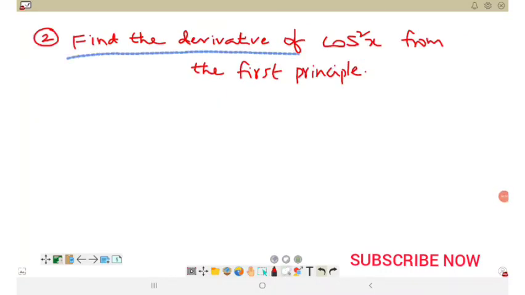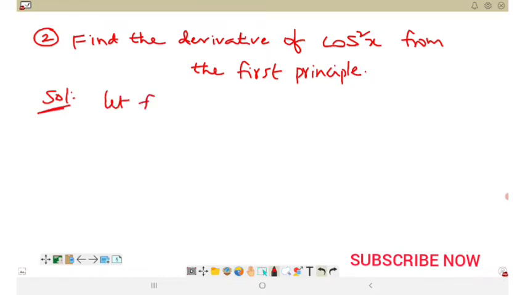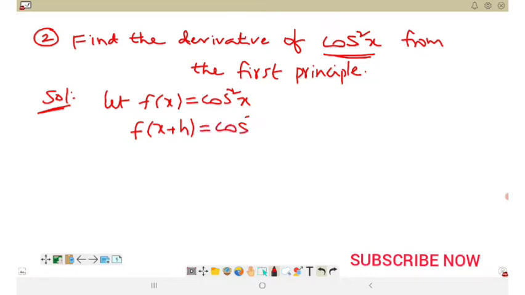Find the derivative of cos square x from the first principle. Let f of x equals cos square x and f of x plus h equals cos square, substitute x equals x plus h.